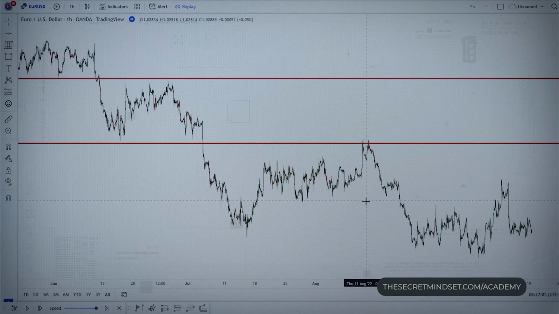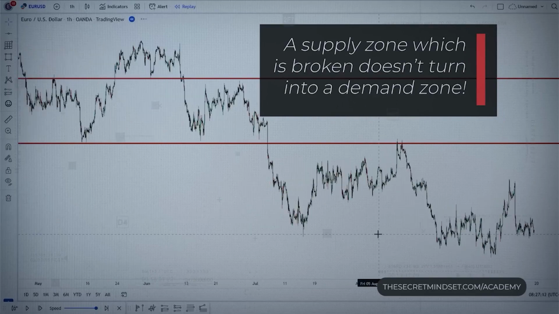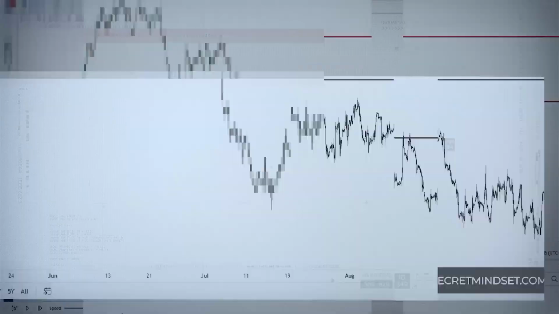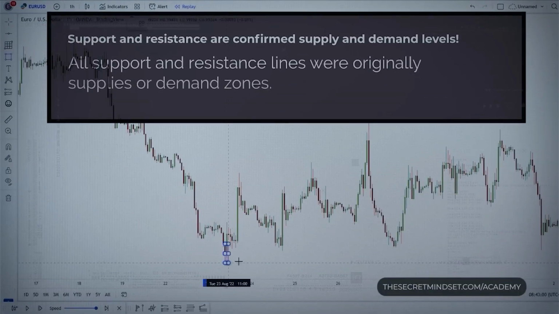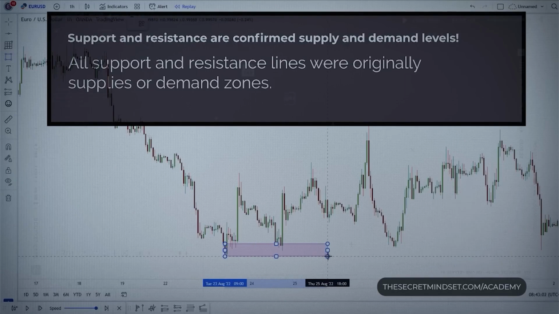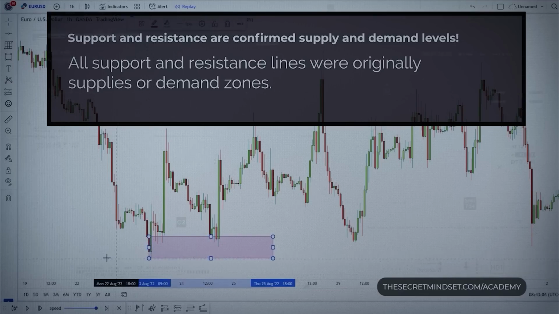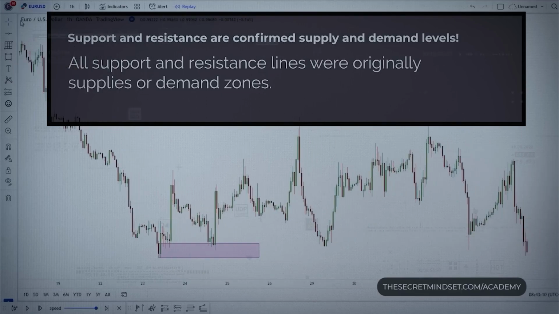But in the case of supply and demand, this concept doesn't apply. Contrary to what some may say, a supply zone, which is broken, doesn't turn into a demand zone. I would even say that all support and resistance lines were originally supply and demand zones. This is how support and resistance are created. They are essentially the confirmed supply and demand levels.